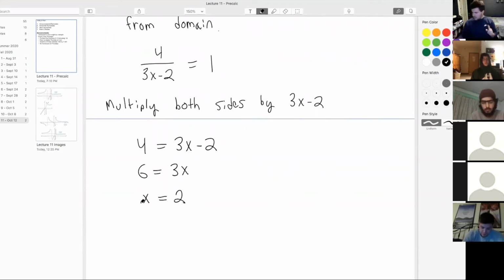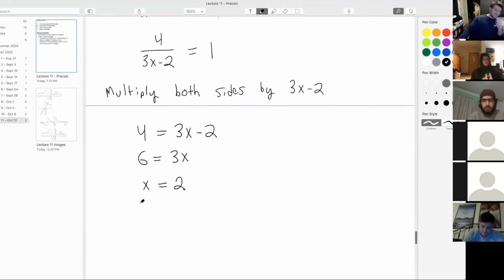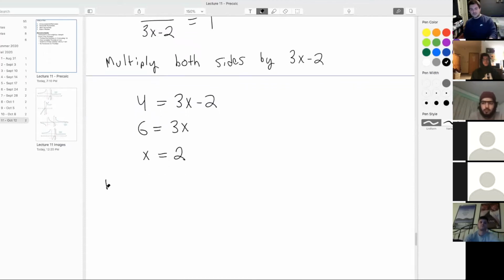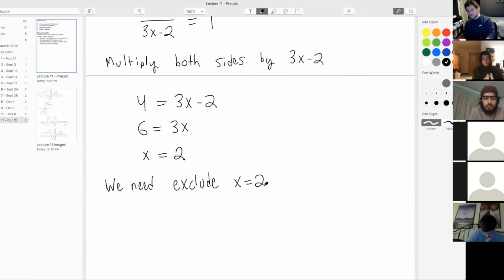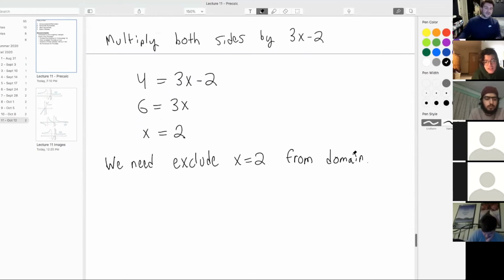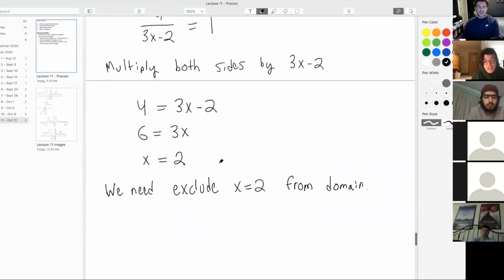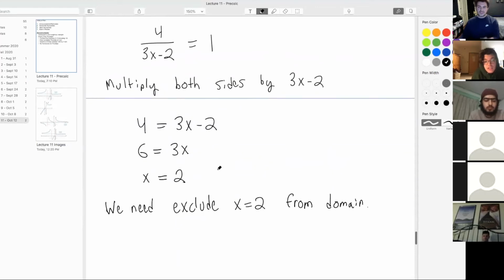All right, everyone okay with that? Okay, so remember the conclusion. We need to exclude x equals 2 from the domain. And I'm just going to highlight why we need to exclude x equals 2 from the domain. I just don't want everyone to just be following these steps without knowing why we're doing it.